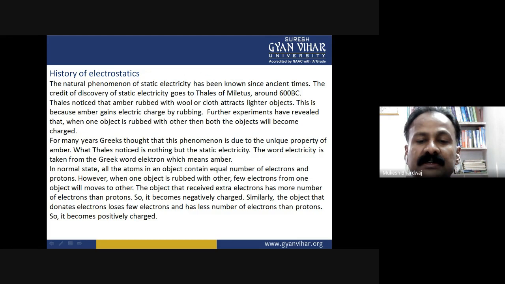Elektron is the Greek name for amber. This is the origin of the words electric charge, electric force, electricity, and electron.